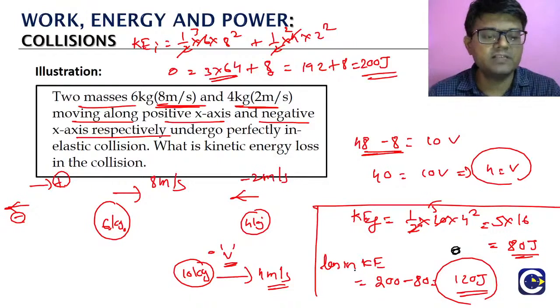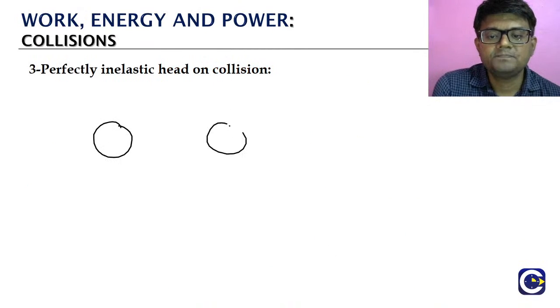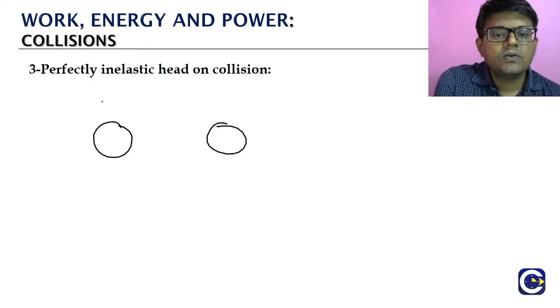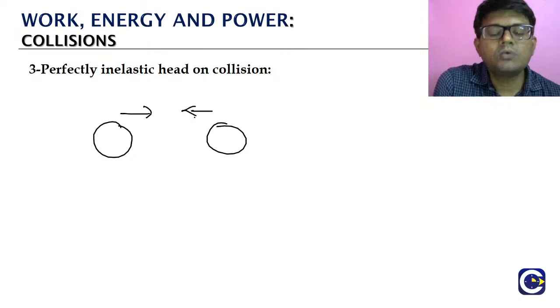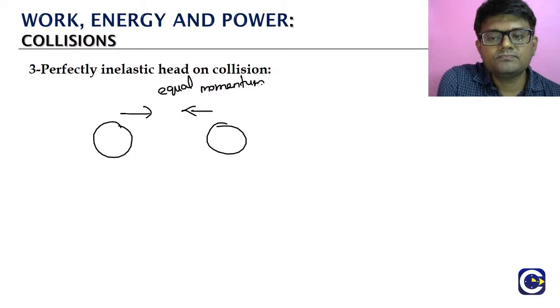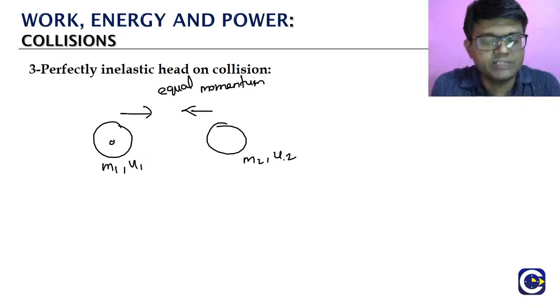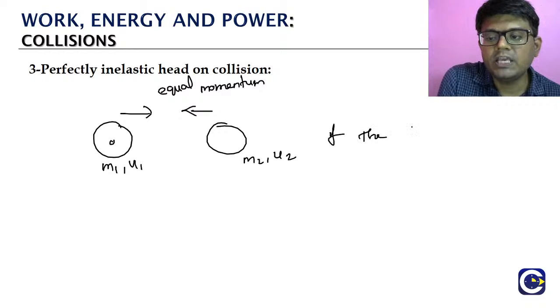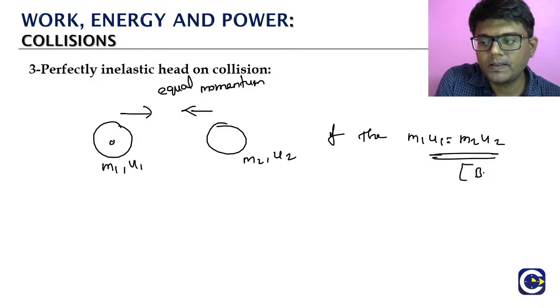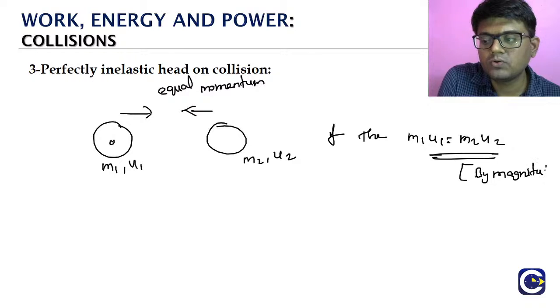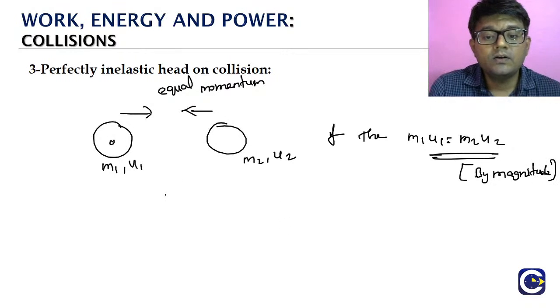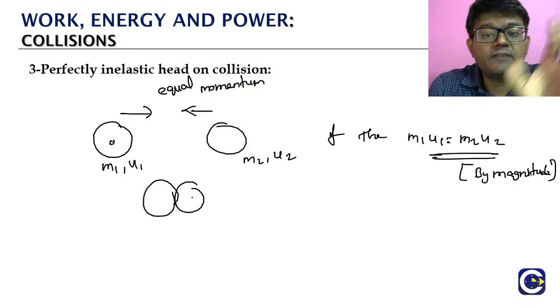One extreme example for this is, think about it, you have two masses which are coming towards each other with equal momentum. What do you mean by that? Let's say, for example, this is m1 coming with a speed u1, m2 coming with a speed u2, but they are in opposite directions. If the m1 u1 value is equal to m2 u2 by magnitude, then once they come and collide, we are talking about the perfectly inelastic.